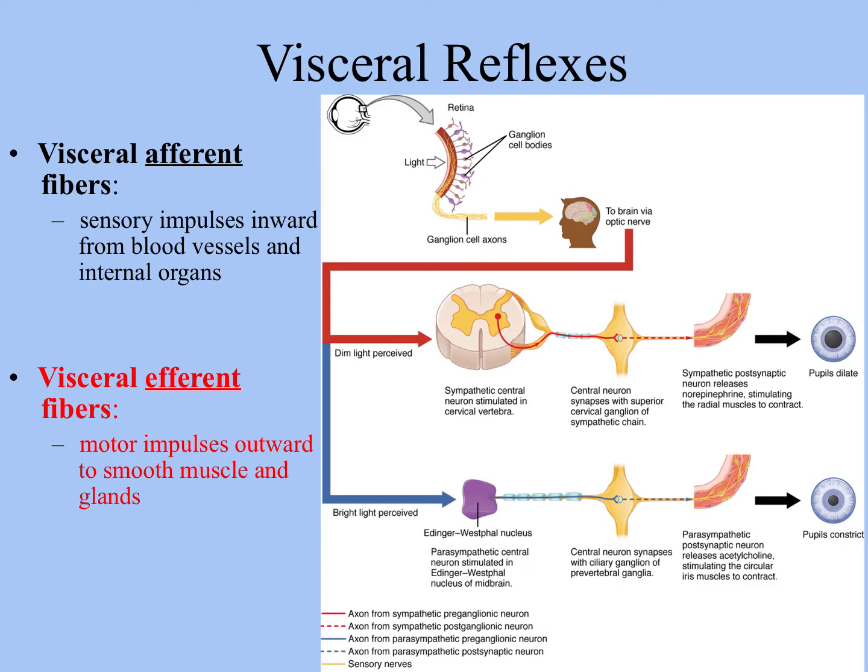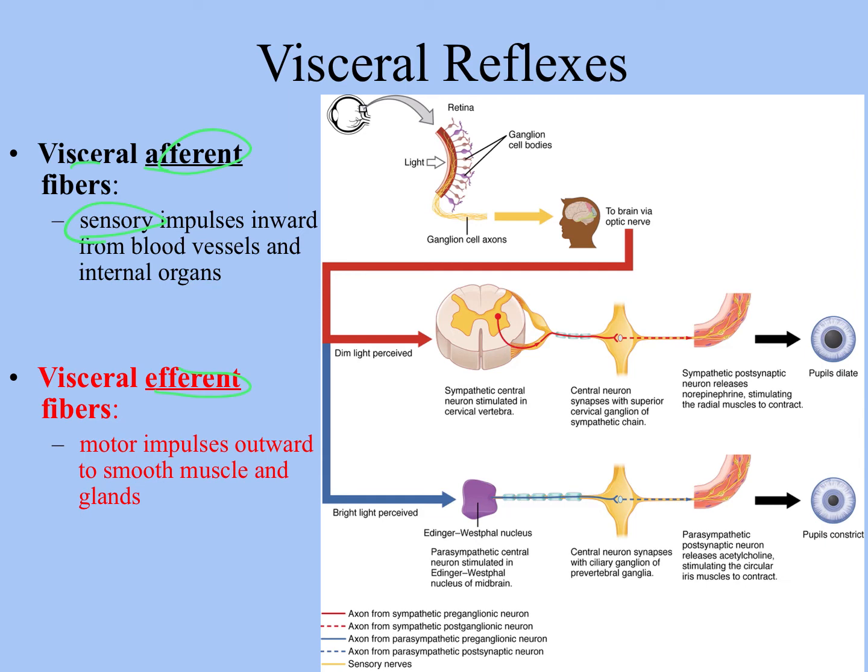So just to remind you that visceral afferent fibers are sensory fibers, and they are going to send information from the periphery toward the central nervous system. And visceral efferent fibers are going to send motor impulses from the central nervous system to smooth muscle and glands.